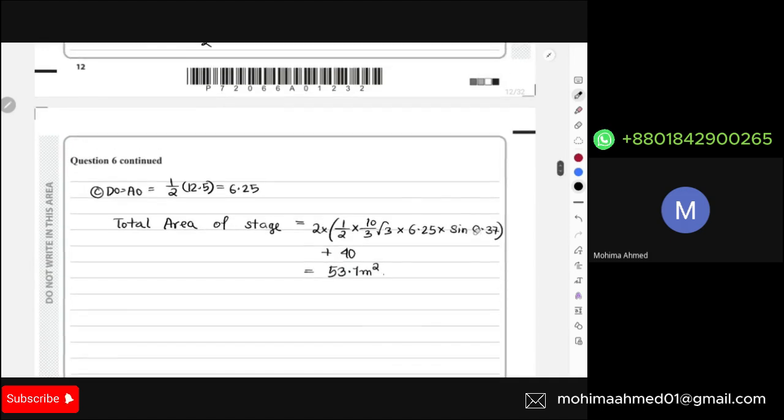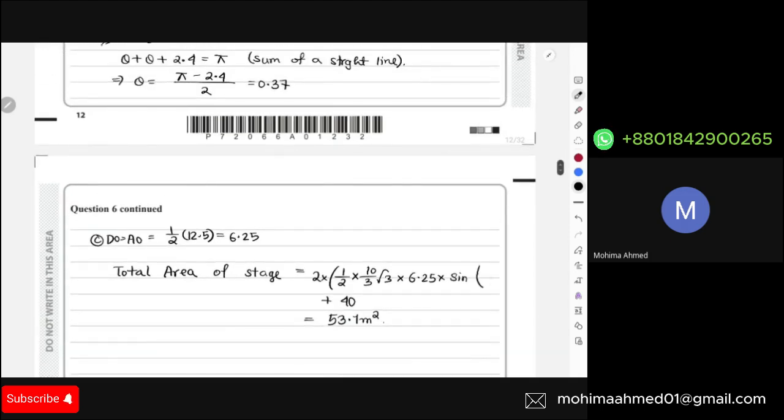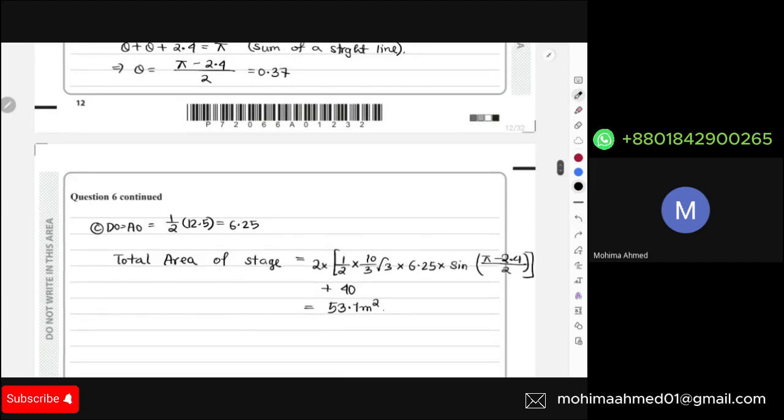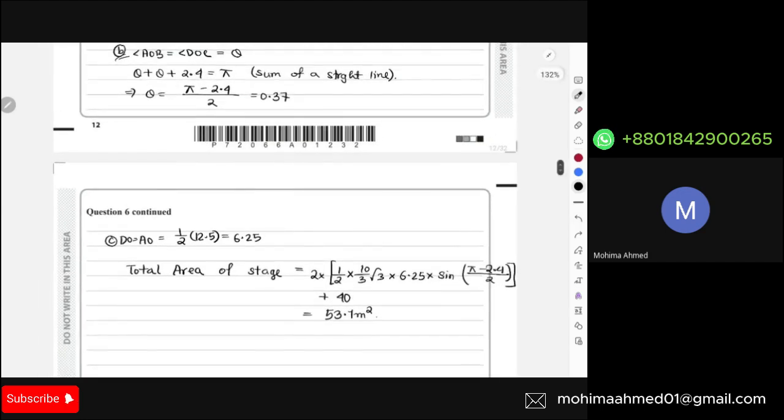And instead of using 0.37, you could have also used pi minus 2.4 divided by 2 to get an accurate value for this area calculation, right? As this was the value that you got for the theta, or fraction for the theta, pi minus 2.4 divided by 4. So this is your total area.